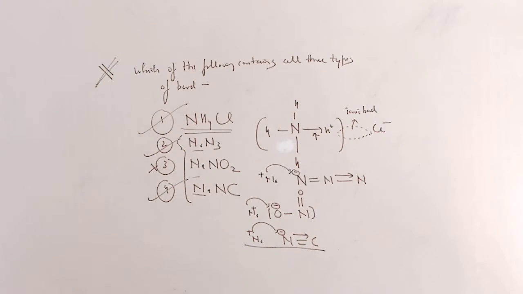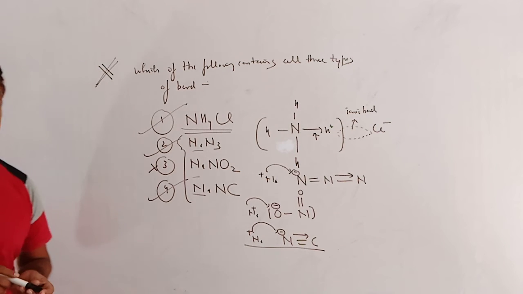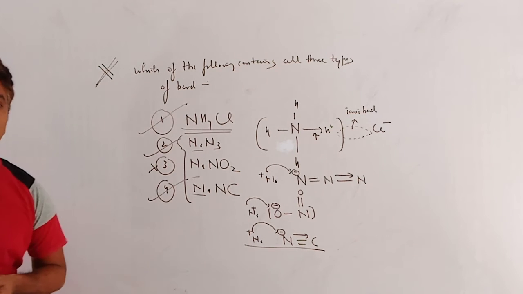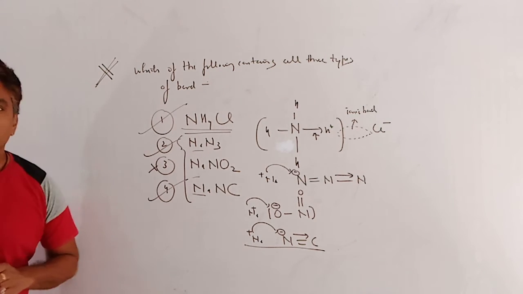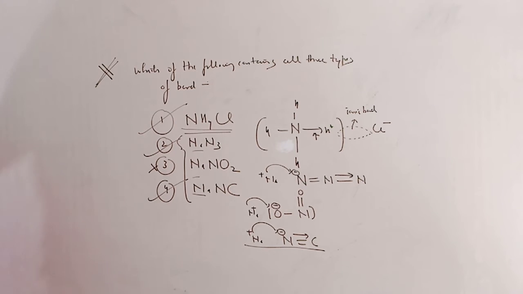So here the answer will be NH4Cl, NaN3 as well as NaNC. All three molecules contain all three types of bond, ionic, covalent as well as coordinate. Clear? So this is the way to solve such type of problem by using the dot structure.